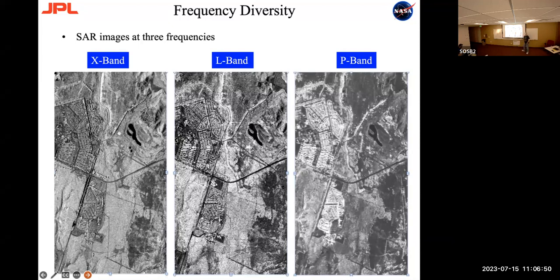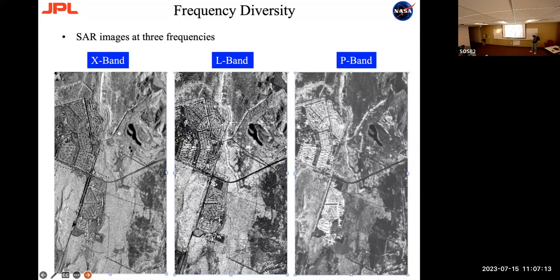P band penetrates really deeply, but now what we're seeing is we can see all the corner reflections. We're getting a lot of double bounce from there. So we're getting a lot of direct interaction of the ground surface, which we didn't penetrate all the way to the ground at L band. So it looks very bright around the buildings. All the vegetated areas around there look dark. And so that's what we get.